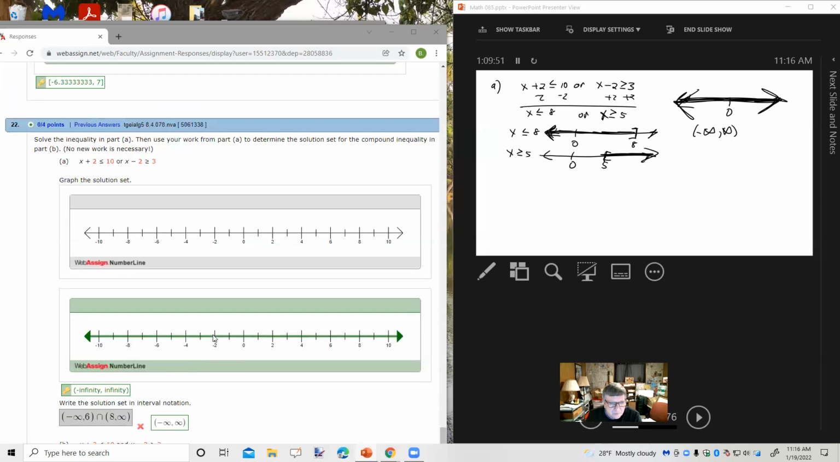Okay, then it says, determine the solution set for the compound inequality in part B, no new work necessary. All right, part B. Well, part A was union. Part B is intersection. Where do these intersect? Between and including 5 and 8. And what would the graph look like? Look like that. No new work necessary, because all we need to do is look at the individual pieces and go, oh, before it was the union, so it was all of this along with all of that. Now it's the intersection, just what they have in common.